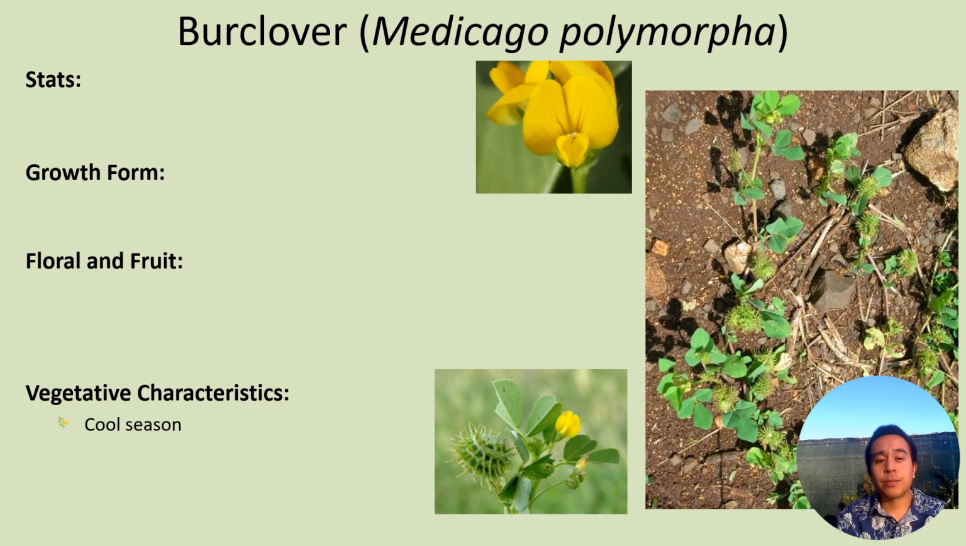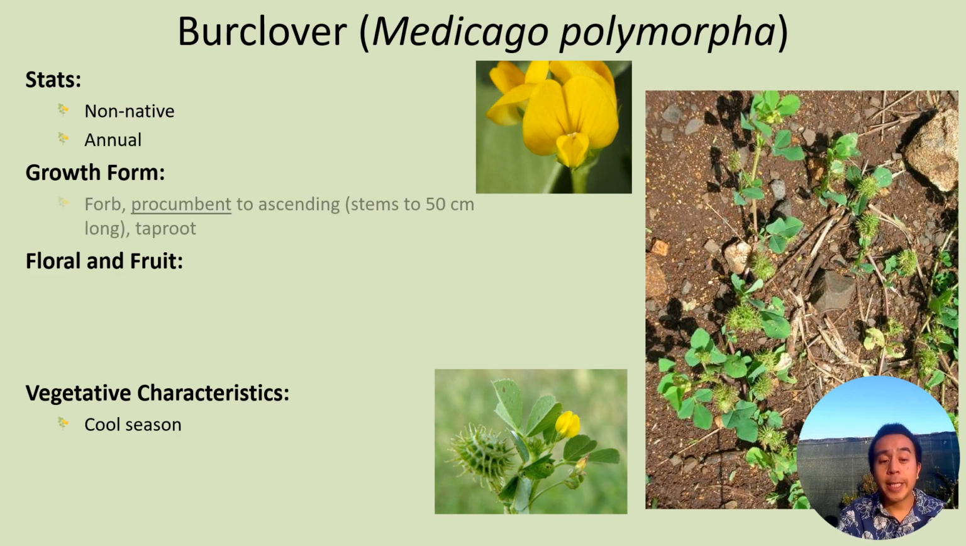The next plant we have is bird clover, or Medicago polymorpha, and it is a non-native annual plant. It grows as a forb and is procumbent, which means it grows prostrate, kind of flat against the ground, and it can sometimes be a little ascending towards the end, as you see in the photo above me. The stems can be anywhere up to 50 centimeters long, growing prostrate away from its center taproot.